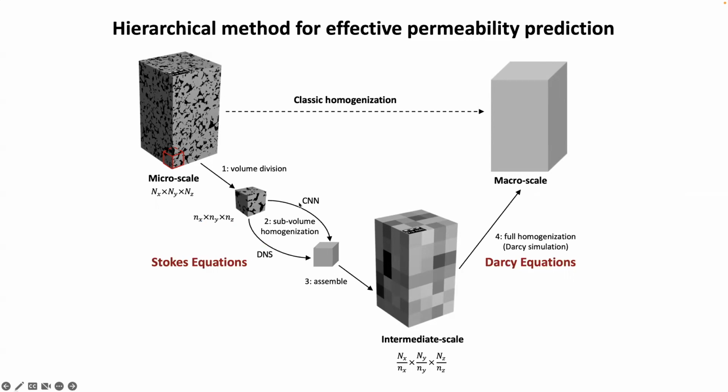with transfer learning. Then we sample the upscaled rock model by assigning the predicted permeabilities of subvolumes to the corresponding cells. It results in a heterogeneous permeability field at an intermediate scale. Finally, we compute the effective permeability at the macro scale by solving Darcy equations on the upscaled rock model.